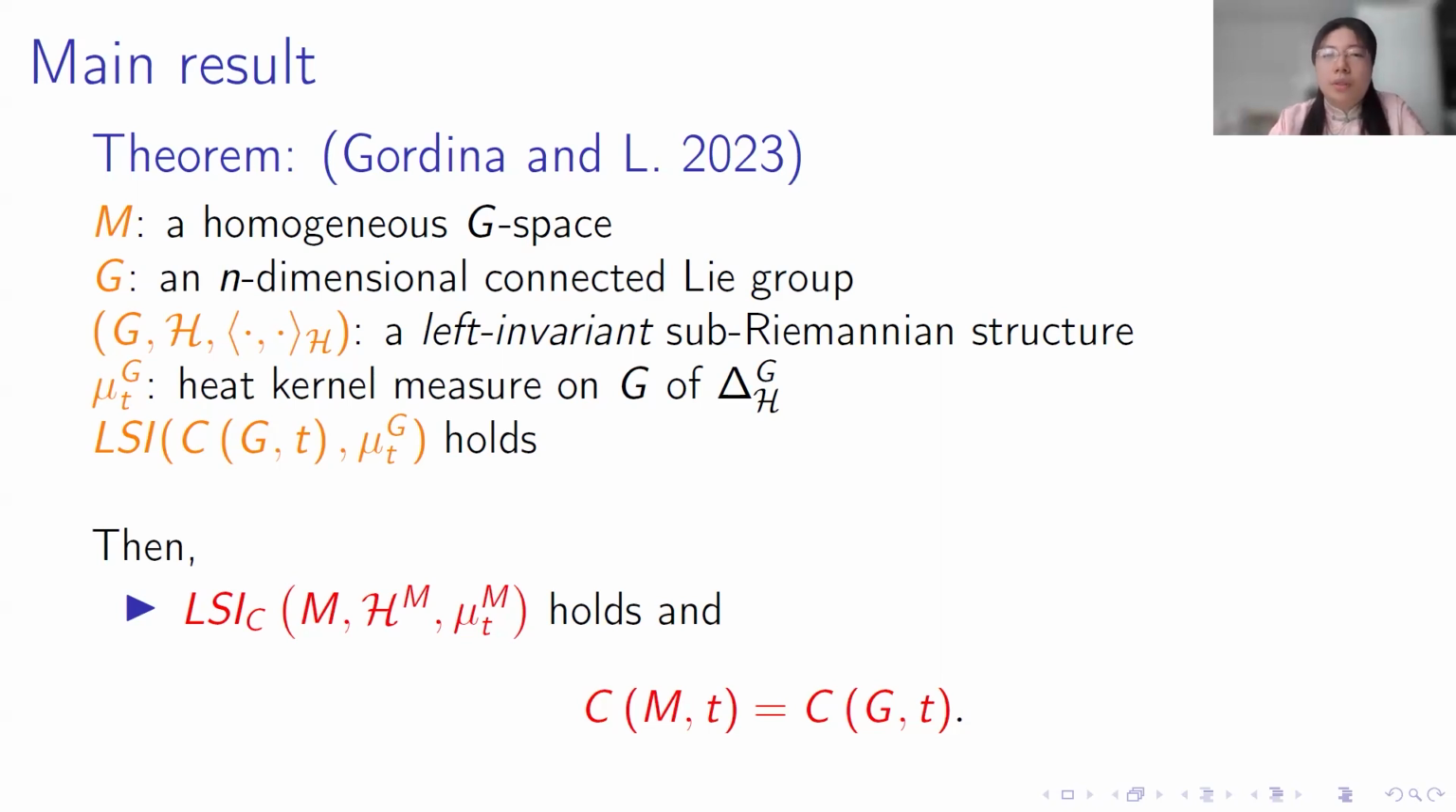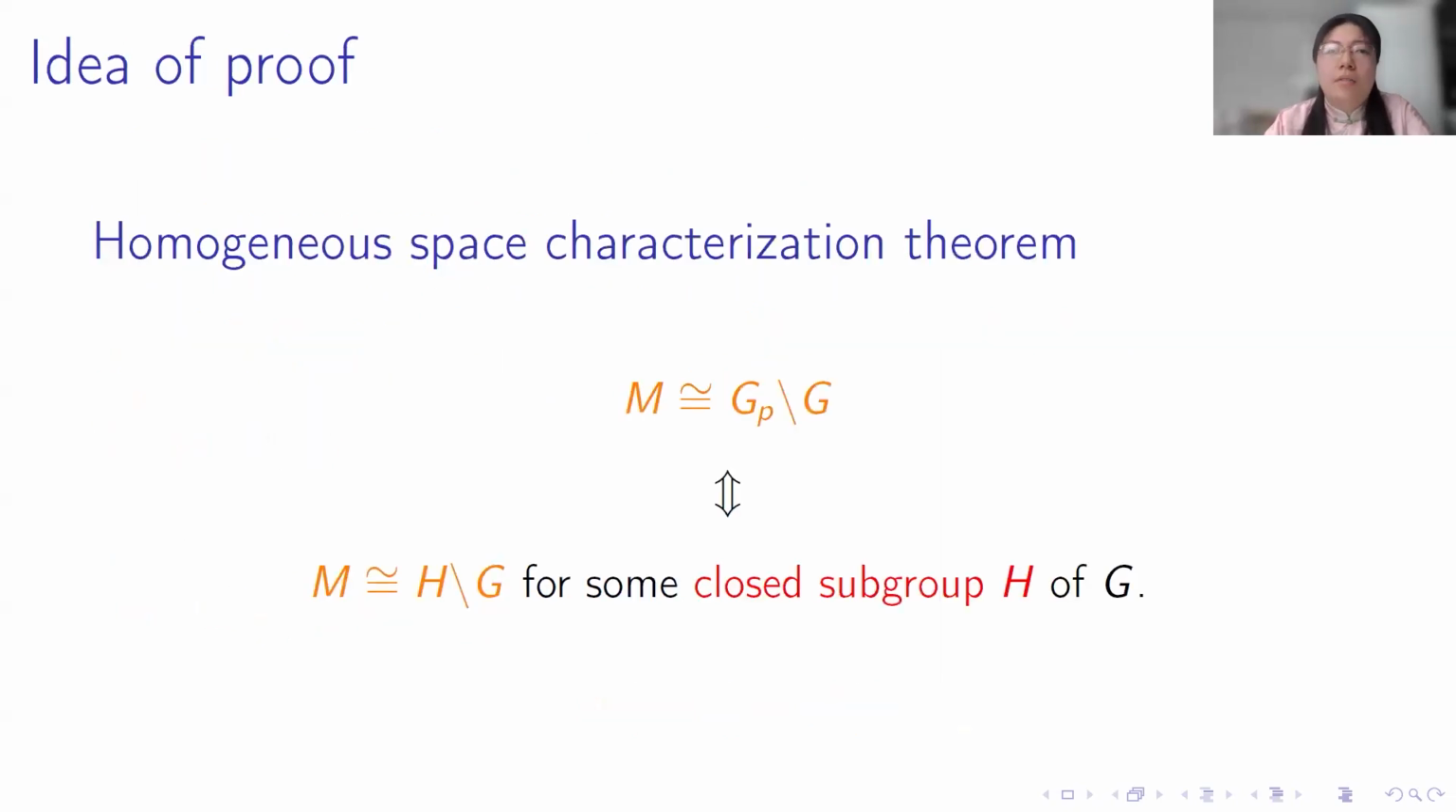Before I move on to concrete examples, let me briefly discuss the main idea of this proof. This is a quite geometric proof, so we use the homogeneous space characterization theorem. That is, you can always characterize the homogeneous space M as a quotient space, G mod H. Well, here H is a closed subgroup, which up to an isomorphism, you can think about as the isotropy subgroup for your homogeneous space.